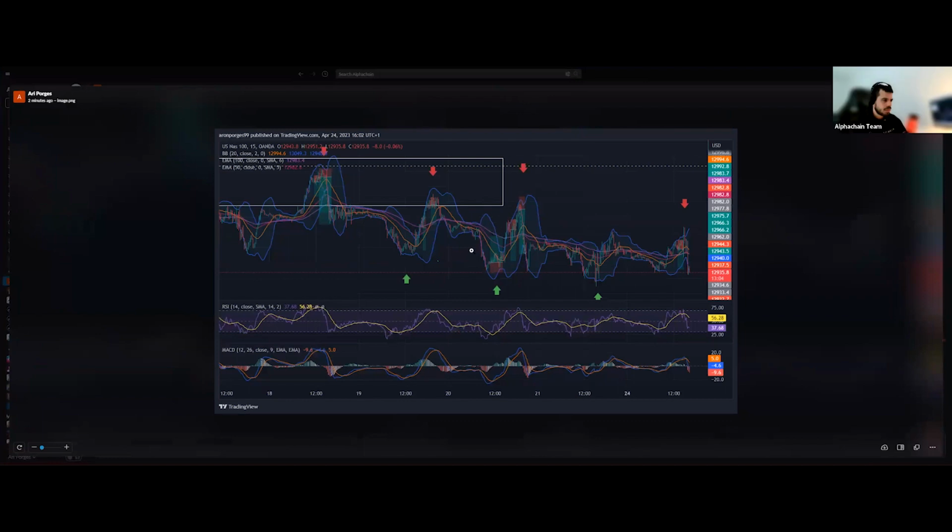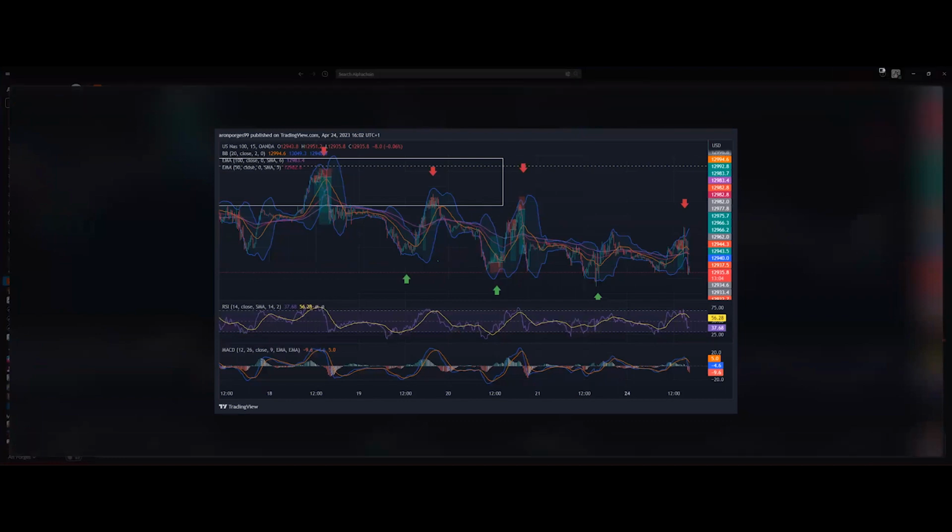Yeah. The green arrows is we are supposed to buy according to my strategy, if I have a signal, and the red ones are sells.